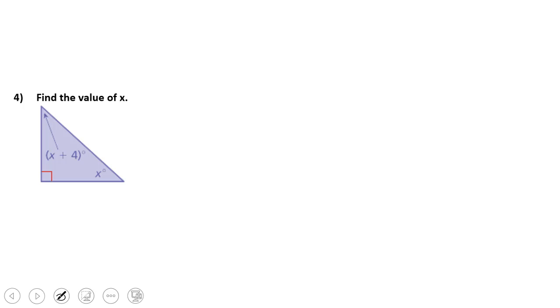Our last example of the night before our first quick write, finding the value of x once again in this triangle. And we have an angle of x. And then we have an angle of x plus 4. And then we have this other angle right here. It doesn't tell us what it is. How do we know what it is?